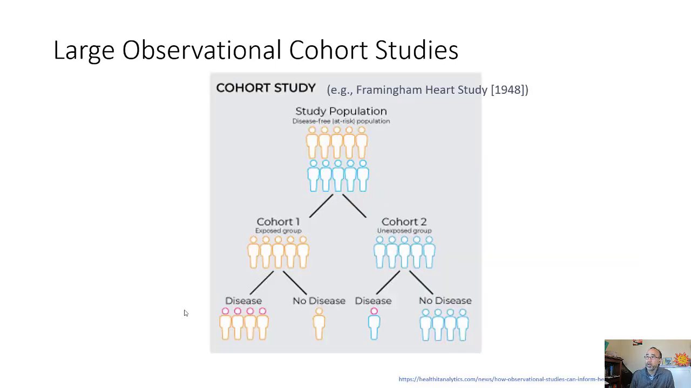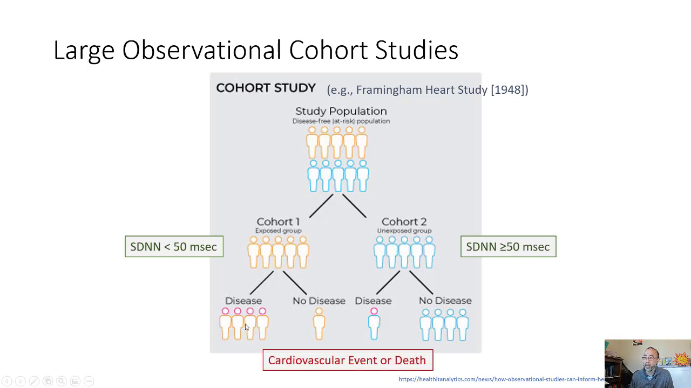I think we all know what a large observational cohort study is. An example of this is the Framingham heart study, which enrolled its first patient in 1948. Typically, a large number of people are recruited from a community and observed over time to assess how a risk factor or exposure affects a specific outcome of interest. In our case, we want to see how heart rate variability measures like SDNN relate to development of cardiovascular events or death.